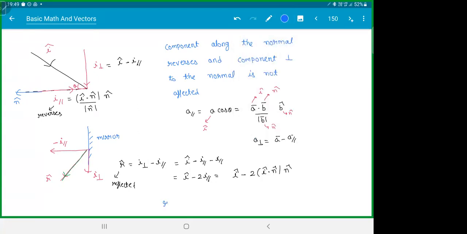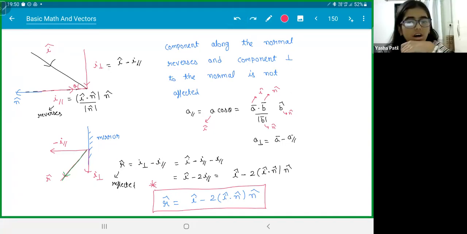So this is the final answer. R cap will be I cap minus 2 times I cap dot n cap into n cap. This is the relation between the reflected ray and the incident ray and the normal. This is how they'll use the dot product. This is what I was saying. Last part, meaning this part, you understood?